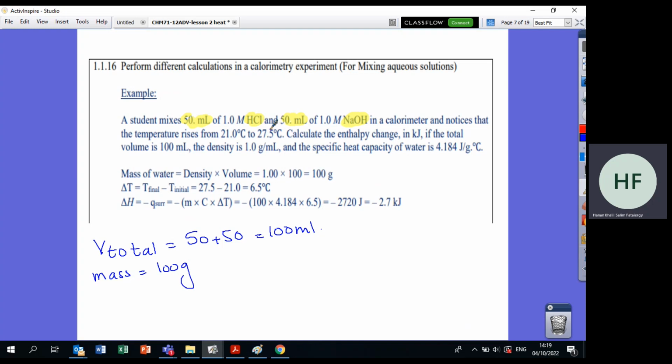Now, what is this 21? What is this 27.5? This is T initial, this is T final. Can you find delta T? T final minus T initial, which is equal to 27.5 minus 21, 6.5 degrees Celsius. Now remember, when I'm saying HCl and NaOH, this is aqueous solution, so the specific heat is equal to 4.18. Now calculate the enthalpy. Enthalpy is heat, which is Q. Q is equal to M times C times delta T. M is 100, C is 4.18, and delta T is 6.5, and then you calculate Q.